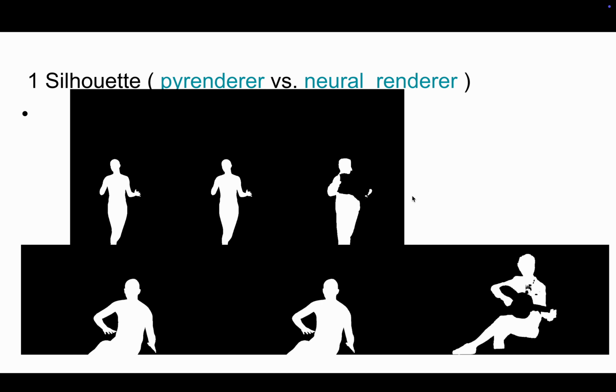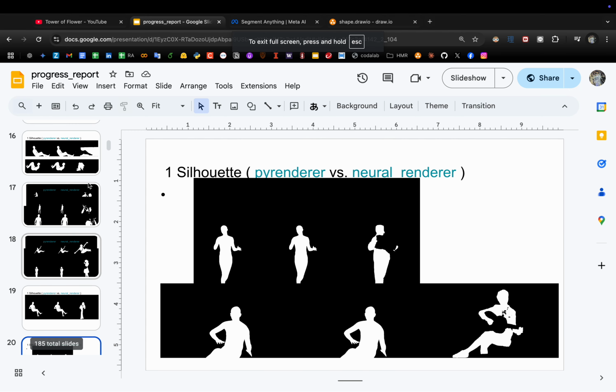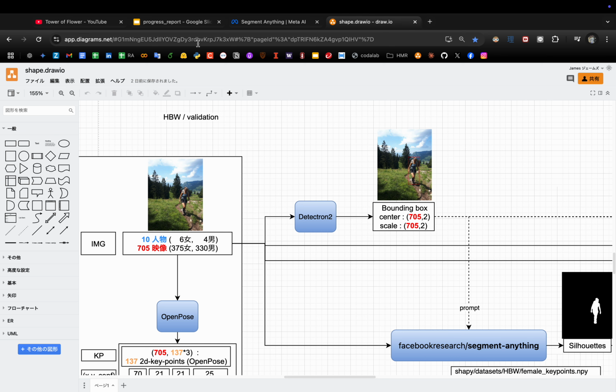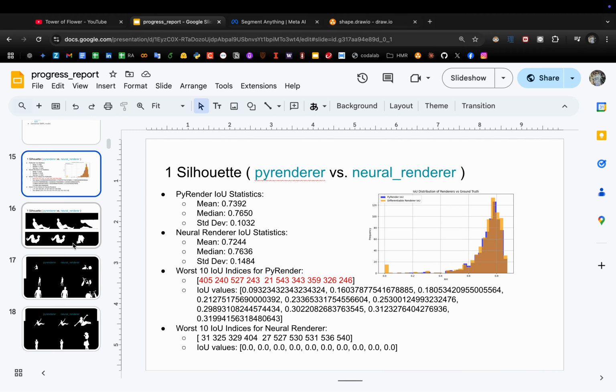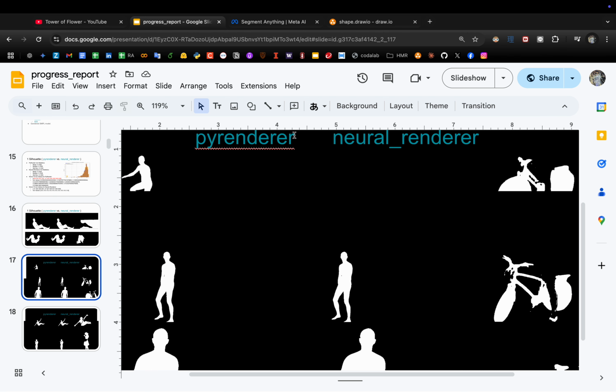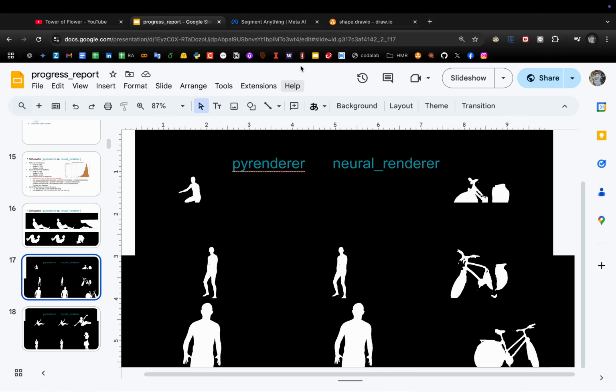So the next step is to find out the worst 20 images and make sure the bounding box of the person predicted by Detectron is correct, and that the focal length we use to render these images is correct. We also need to find out why for some images the neural renderer cannot output any silhouette. And lastly, if the bounding box is correct, we need to know what information we need to feed into the SAM model to get a silhouette of a person rather than other objects like a bicycle. That's it.